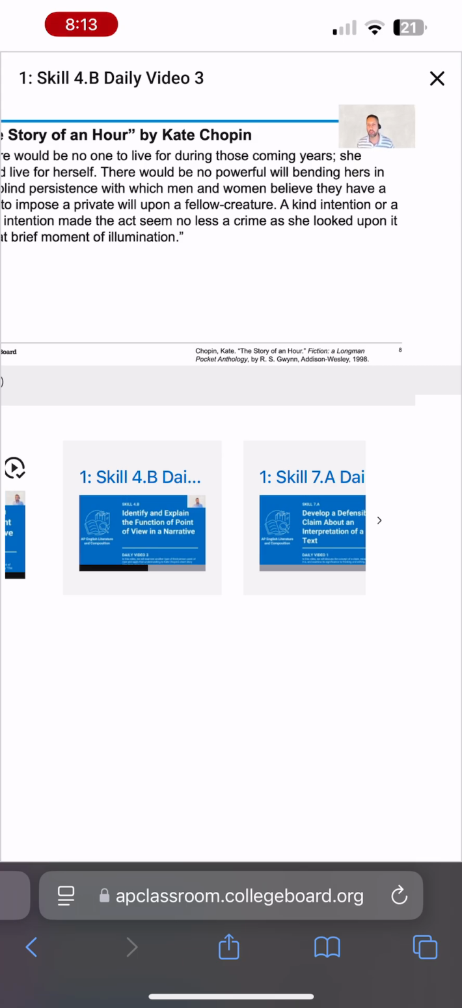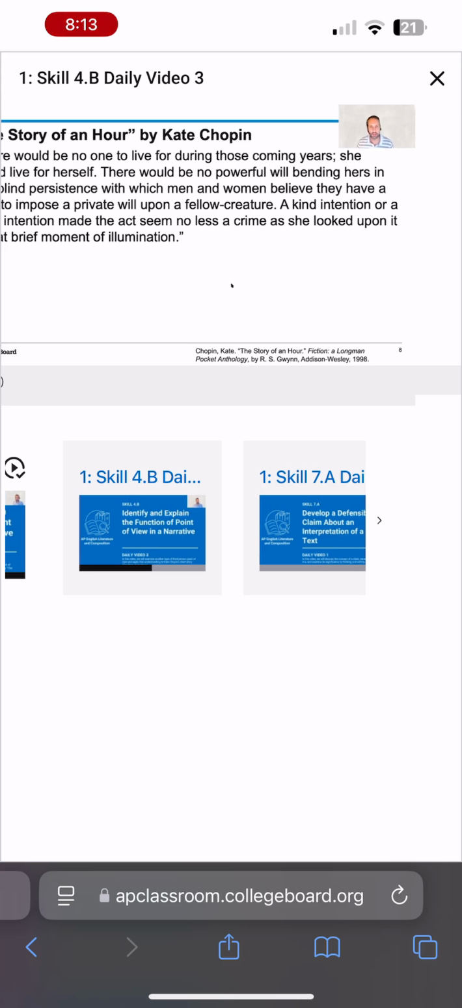There would be no powerful will bending hers in that blind persistence with which men and women believe they have a right to impose a private will upon a fellow creature. A kind intention or a cruel intention made the act seem no less a crime as she looked upon it in that brief moment of illumination.